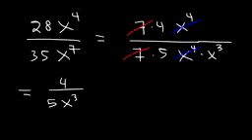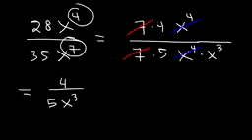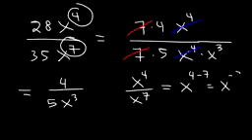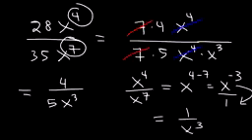Now granted, you could have subtracted 4 and 7. 4 minus 7 is negative 3. Now it's x to the negative 3 on top, but if you move it to the bottom, it becomes 1 over x cubed. So in the end, you should have x to the 3rd on the bottom.